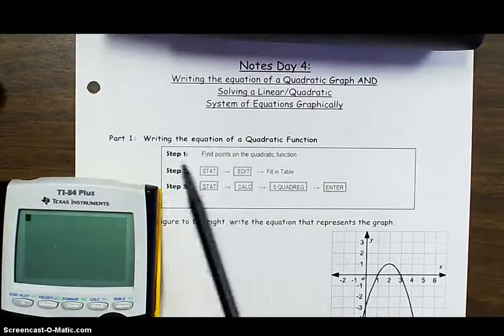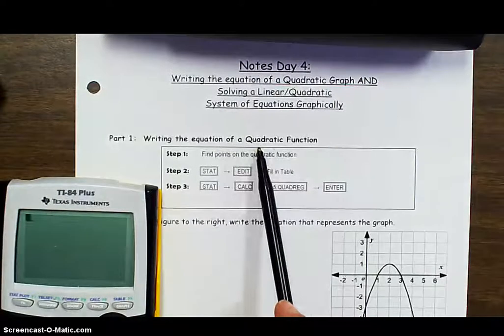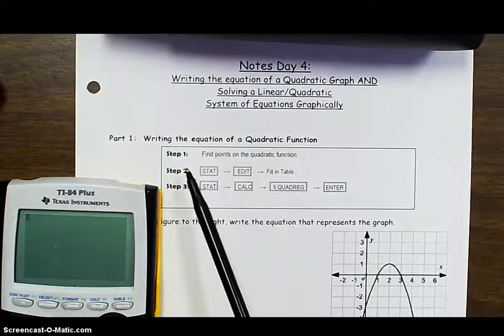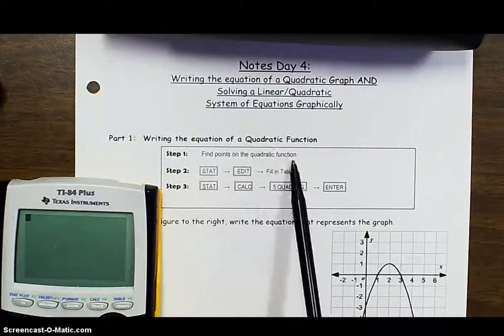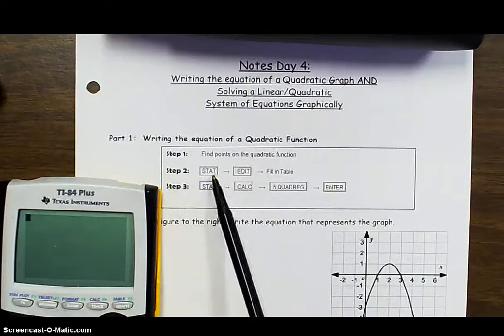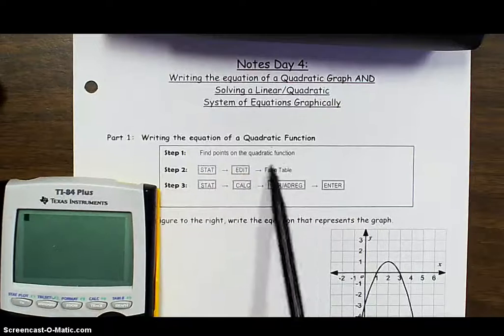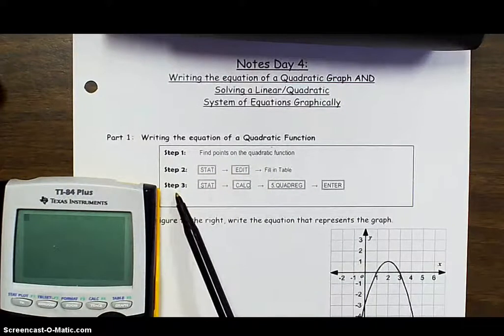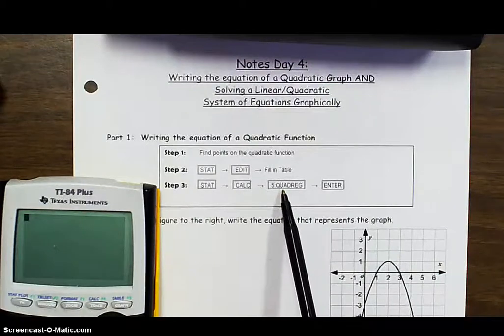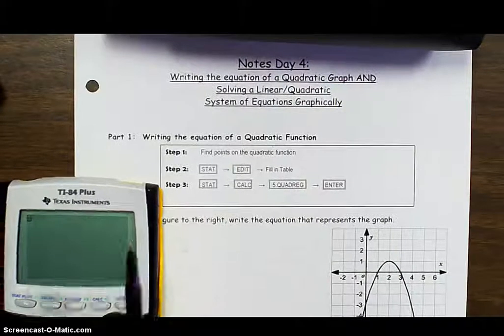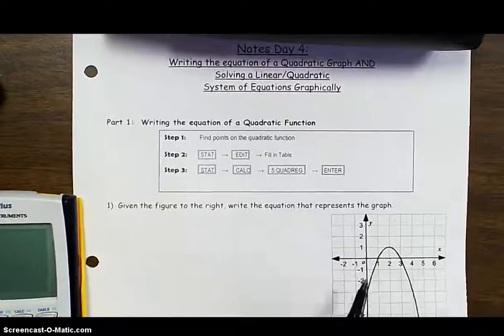Okay, so we're going to take a look at writing the equation of a quadratic function. Step 1, whenever we do this, we need to find points on the quadratic function. Then we're going to do stat, edit, and we have to fill in our table of values. And then step 3, we go stat, calculate. Now in the past we've done 4, which was linear regression. Now we're going to do quadratic regression and then enter. So let's go ahead and give this a try.